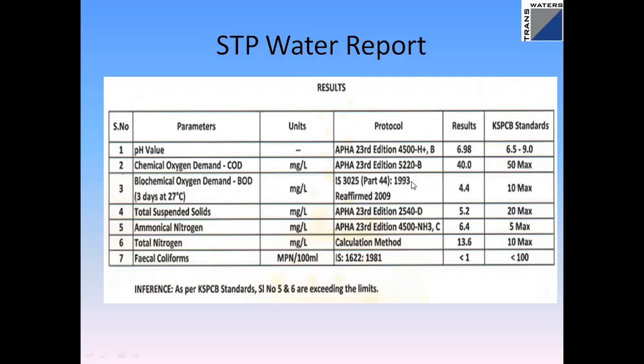Again, pH should be 6.5 to 9. COD is chemical oxygen demand, meaning the demand of the water for oxygen. So how much oxygen is consumed to chemically treat the water is what is chemical oxygen demand.